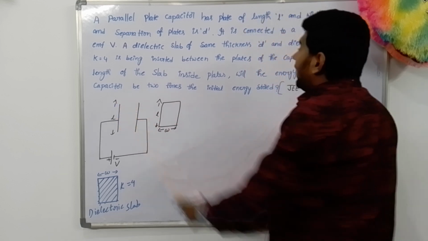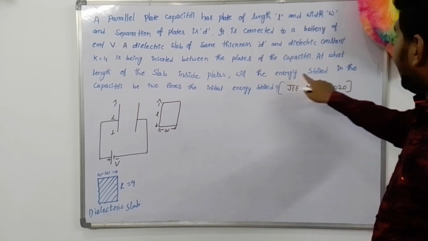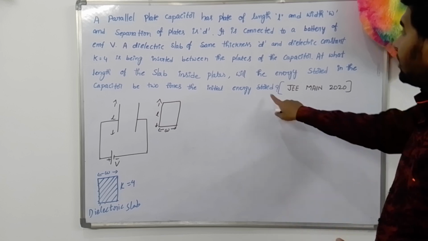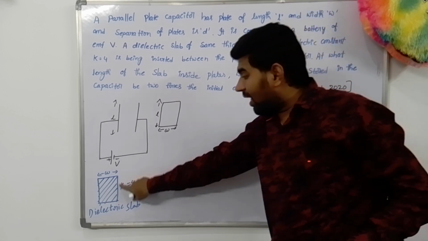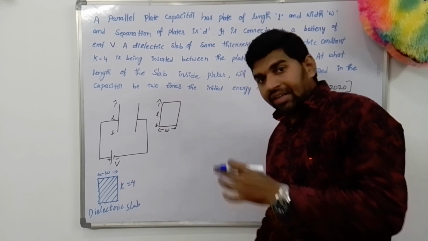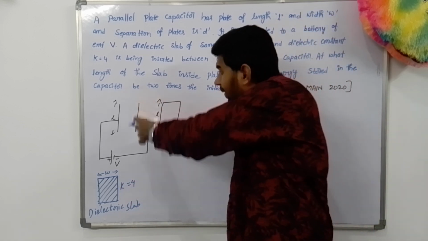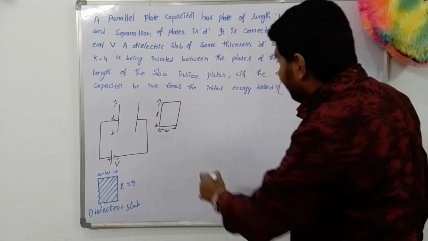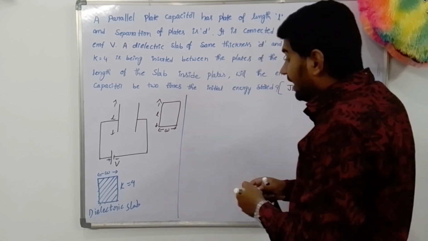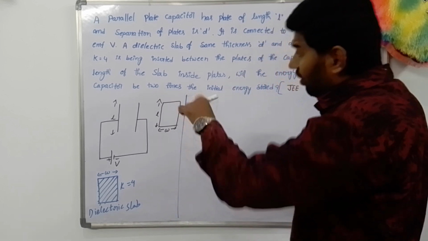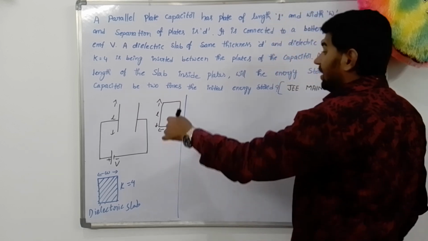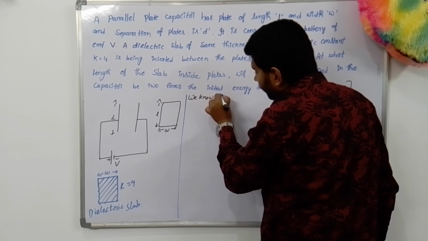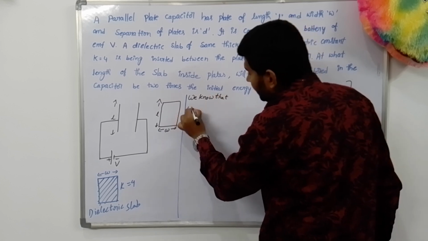is inserted between these two plates, will the energy stored in the capacitor be 2 times the initial energy stored? Nothing but, at what length of the dielectric slab placed between the two plates is the energy stored in the capacitor doubled? First of all, you have to find out the energy stored in the capacitor before inserting the dielectric slab. Before inserting the dielectric slab, we know that what is the energy stored in a capacitor formula?